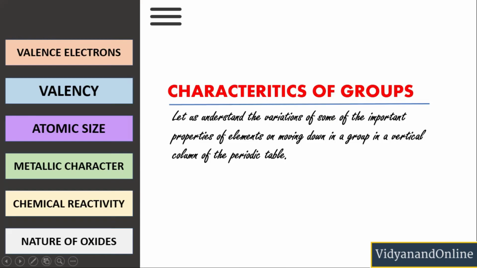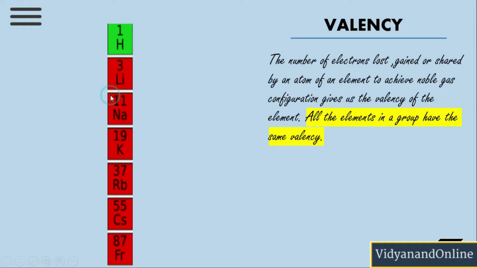Now let us talk about another property which is valency. Valency is the number of electrons you are gaining, sharing or losing in order to become stable. If we talk about lithium, its electronic configuration is 2, 1. So it is going to lose 1 electron in order to become stable. Similarly, sodium is 2, 8, 1. Again, it is going to lose 1 electron in order to become stable. So it is plus 1 valency here and plus 1 valency here.